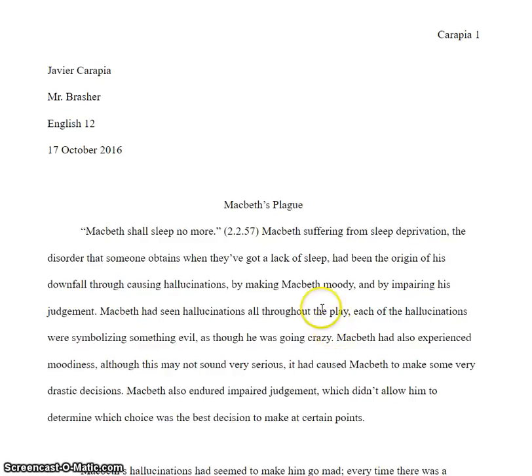All right, Javier, let's look at your paper. MLA format first. This looks good. You got an extra space right here that you need to fix, and that's because this is so big. Macbeth's Plague, I think, is kind of a weak title overall.